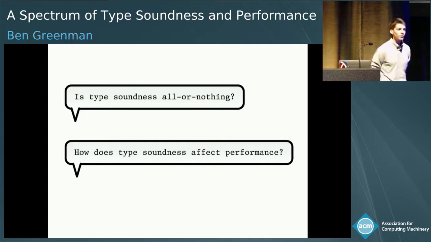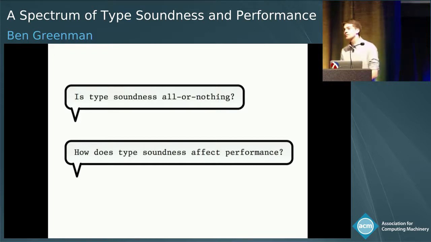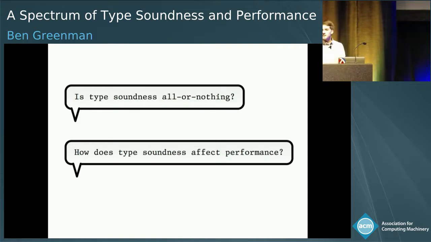Now, I say these are old questions because in the context of a statically typed language, we've had answers to these for decades. But I claim that in a gradually typed language, or any language that mixes typed and untyped code, these questions are now extremely interesting.